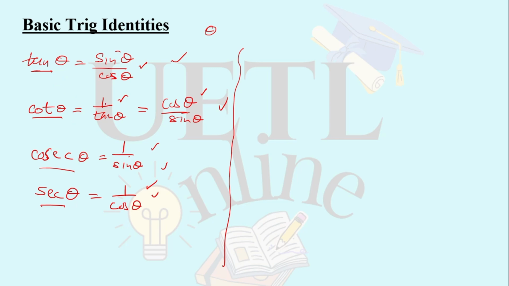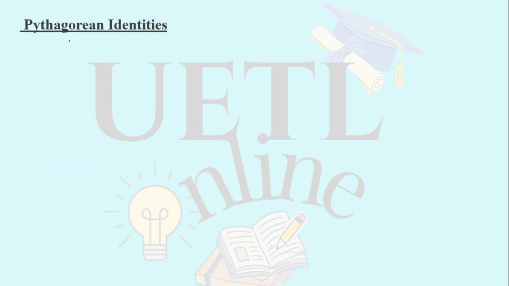We're going to look at other identities, so make sure you are able to memorize them and recall them. Let's start with the Pythagorean identities. This identity was derived from the equation of a circle. The equation x squared plus y squared equals 1 is the equation of a circle with center at 0, 0 and radius 1.